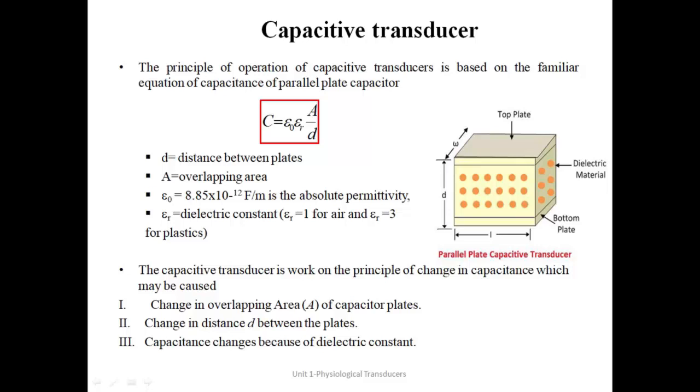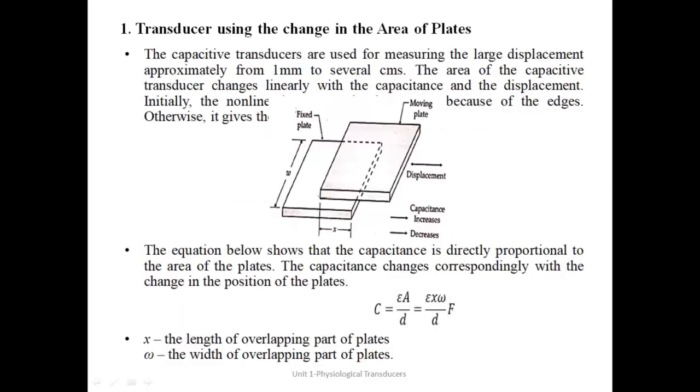So if any of these three changes occur in a capacitor corresponding to the input that is coming from your physical quantity, it will result in a change in capacitance, and that change in capacitance will be reflected in terms of the effective voltage of that particular circuit. Okay, so we'll go through all these three one by one. So how do you change the overlapping area?